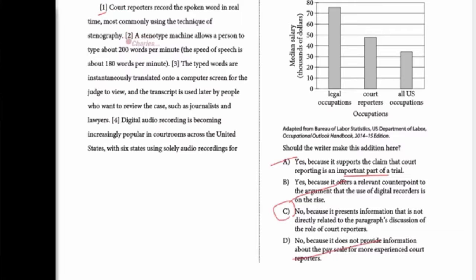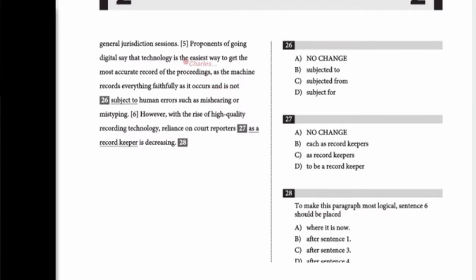I have the brackets 1, 2, 3 for every sentence. So I know I'm going to be looking at a sentence ordering question. So as I read it, I'm thinking about which sentence might not fit in this case. And I've got a couple questions beforehand. So 26: the machine records everything faithfully as it occurs and is not subject to human error. Okay, so this is the right idiom.